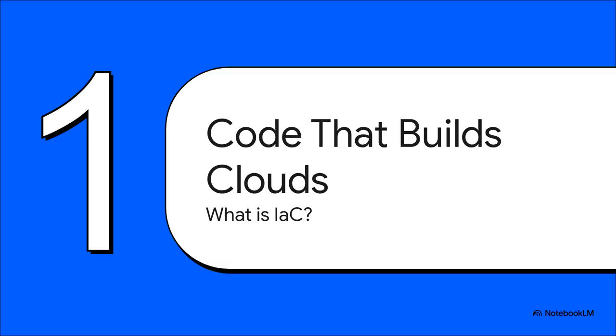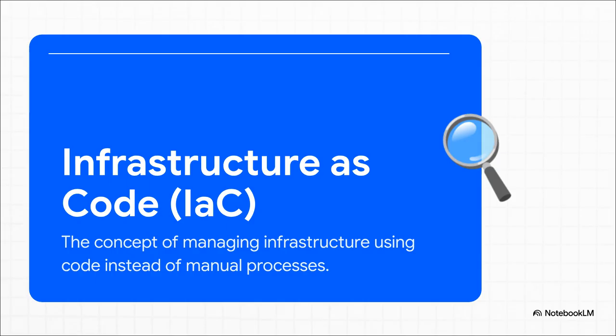Okay, so first things first. Before we can really get what Terraform is, we have to talk about the concept it's built on, which is this really powerful idea called infrastructure as code. So, what is infrastructure as code, or IaC? Well, it's pretty much what it sounds like. Instead of manually clicking around in a web console to set up your servers, your networks, your databases, you define all of it in files, in code. This means your entire cloud setup can be versioned, reviewed, and tested, just like any other piece of software. It's all about making it repeatable and predictable.